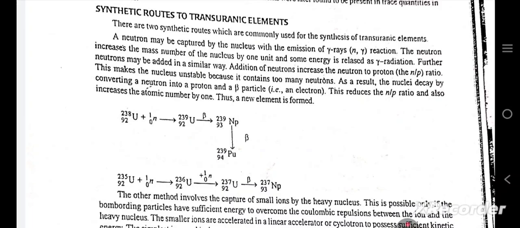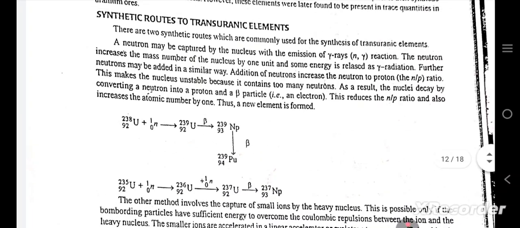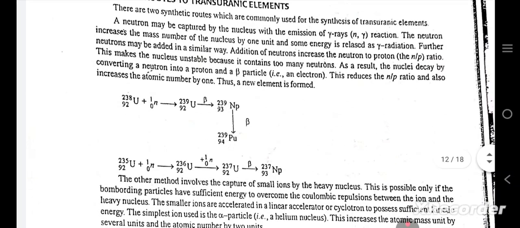Synthetic routes to transuranic elements. There are two synthetic routes which are commonly used for the synthesis of transuranic elements. A neutron may be captured by the nucleus with the emission of gamma rays, the (n,γ) reaction. The neutron increases the mass number of the nucleus by 1 unit and some energy is released as gamma radiation.